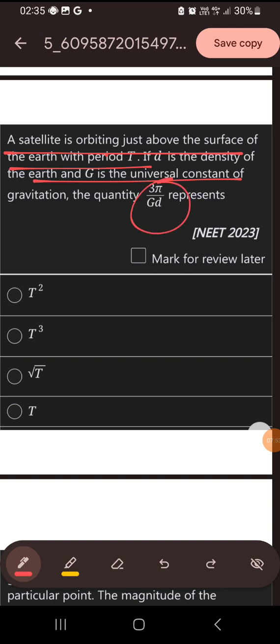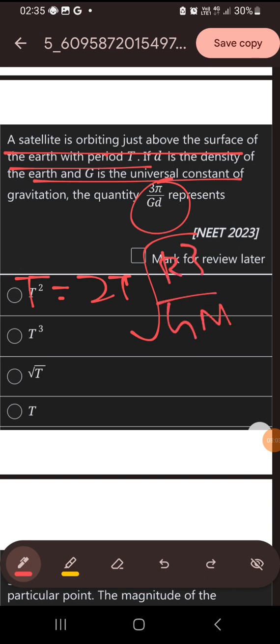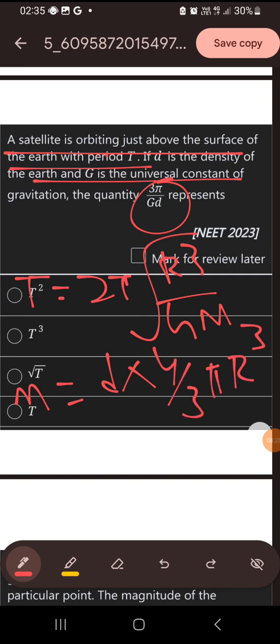Let me take the satellite, which has only one formula, that is T equal to 2 pi root of r cube by GM. We know M: density is equal to mass by volume, so mass is equal to density into volume. We know the volume is 4 by 3 pi r cube. So substitute this value here.